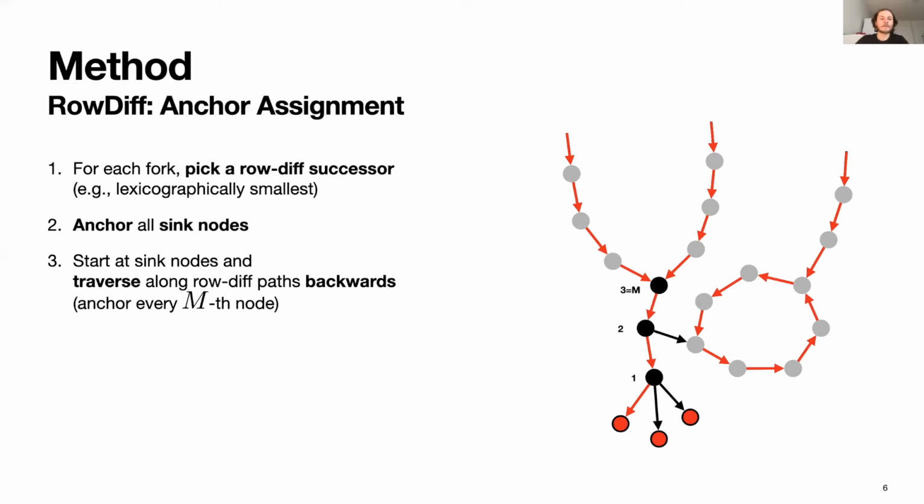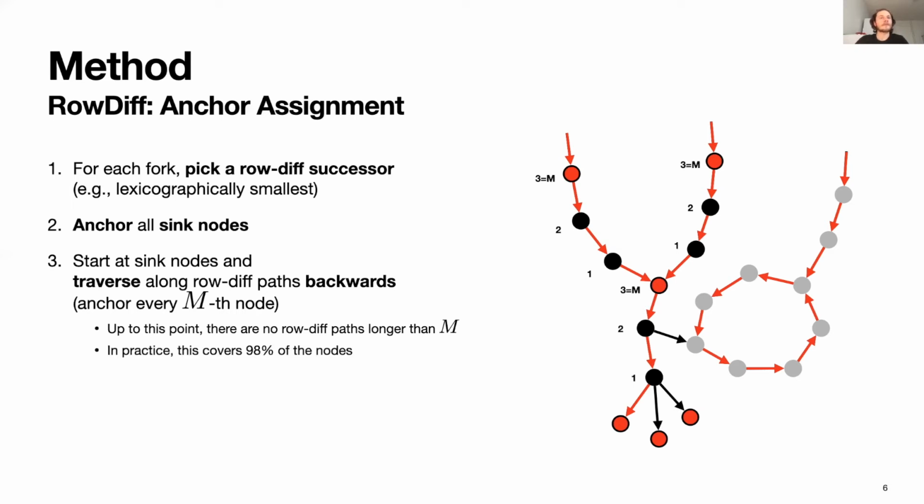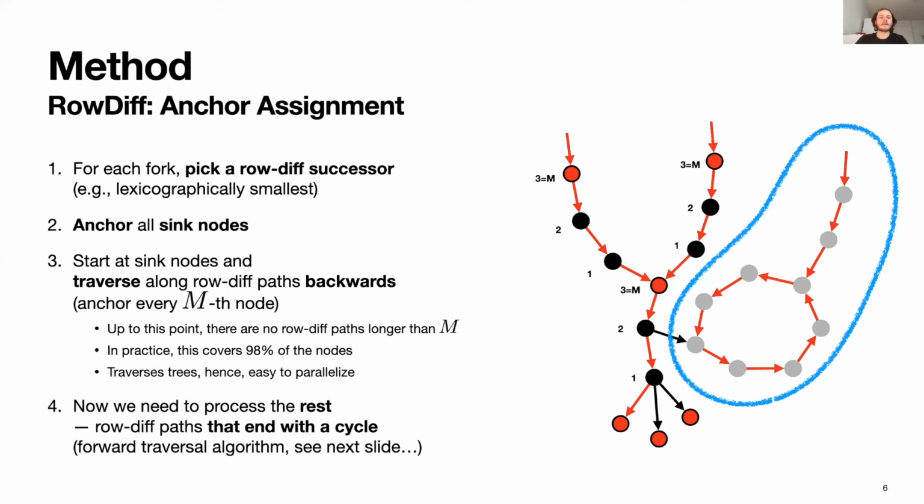When we reach the mth node from the last anchor, we set a new anchor there to satisfy the maximum RowDiff path length restriction. And then we continue the traversal the same way. To this point, there are no RowDiff paths longer than our predefined threshold m. In practice, this step covers the vast majority of the nodes in the graph. The algorithm is also very easy to parallelize. And finally, what's left are parts of the graph that end with a RowDiff cycle, which we process with a special algorithm in the next slide.